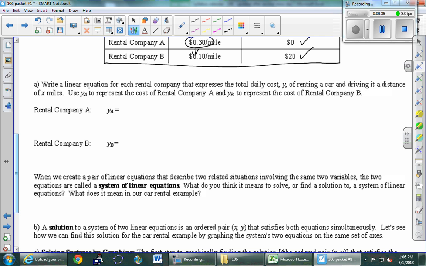Okay, so let's fill this in here. First of all, just get used to the letters. X is the number of miles that we're driving. Y is the cost to us. And we're putting these little subscripts on here, the A and the B, to differentiate company A from company B. So company A is the top row. It's 30 cents a mile. How do I bring the X into play here? Michelle?